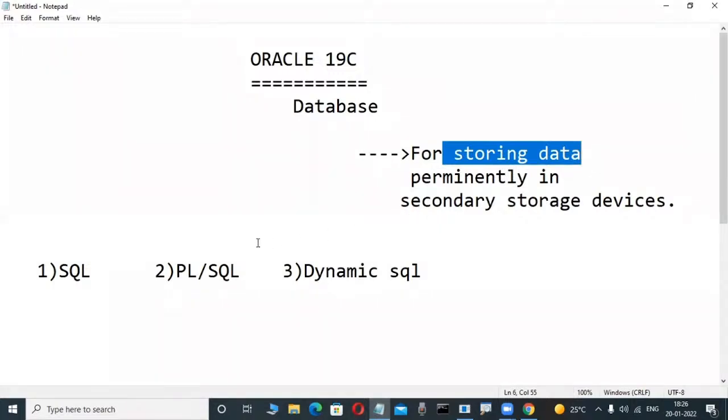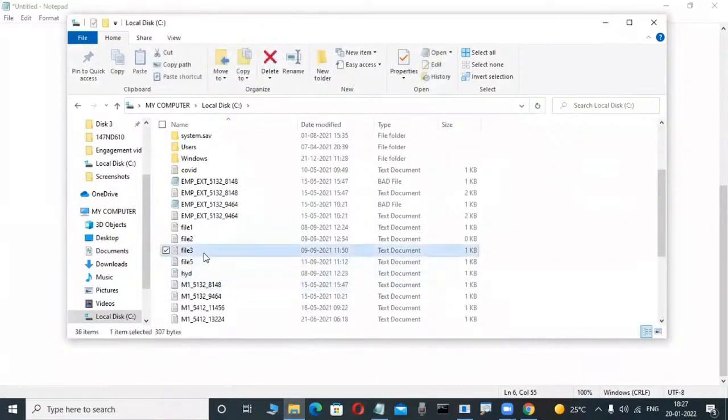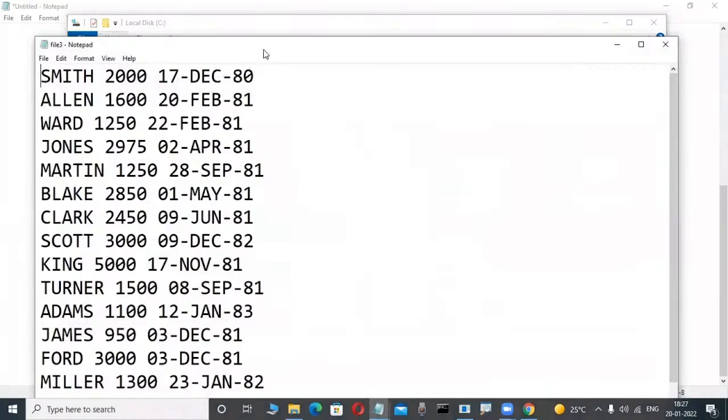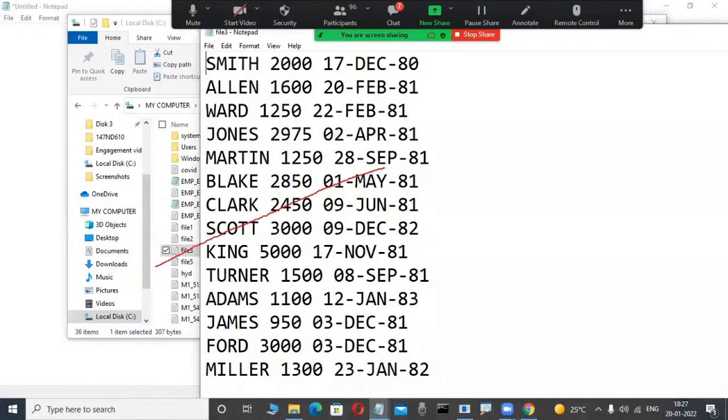Databases mean not only storing data, but also efficient retrieval of data, which is important. For example, in the olden days, before 1960, they stored data in a file format like this. This is also permanently storing data, with employee details. Now, if I want to retrieve the information of employees who joined before 1981 from the file, it is very difficult.